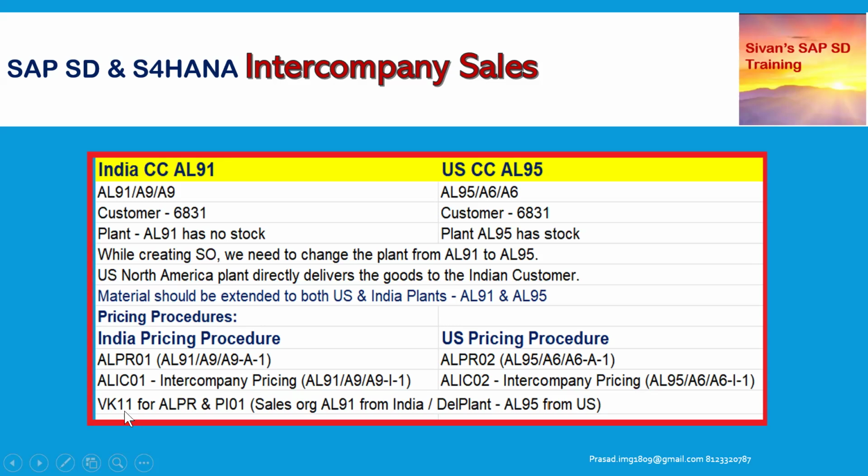Then we create the pricing condition record for PR00. It is a standard process. In this case, I have replaced it with ALPR, the standard pricing condition type. So with this, the delivering plant from US. For this key combination, we need to maintain the pricing condition record.